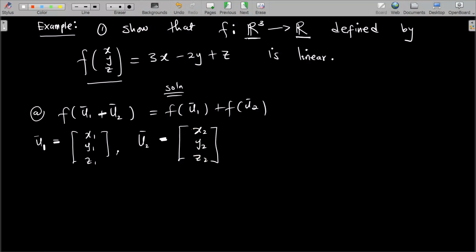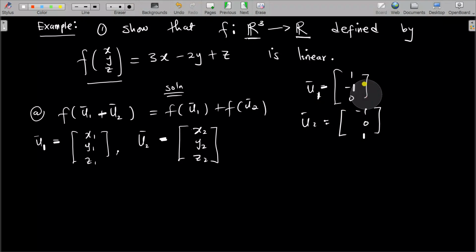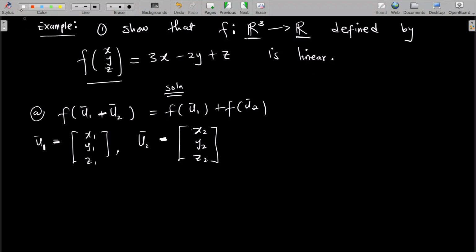So you can think of it as, an example of u1 can be, let's say 1, -1, 0, and then u2 can be equal to maybe -1, 0, 1, right? These two things are different. Okay, so that's what I mean by u1 and u2. You can pick actual examples, but we have to do it for all of them. So if you're able to do it for just u1 and u2 as arbitrary x1, y1, z1, and then x2, y2, z2, then it will work for everything. Okay, so that's why we normally choose these things.